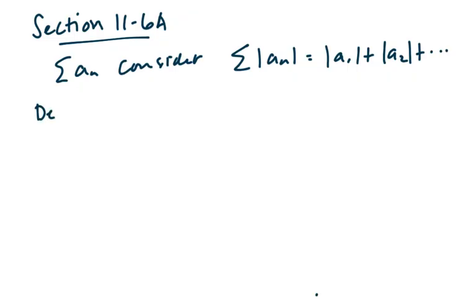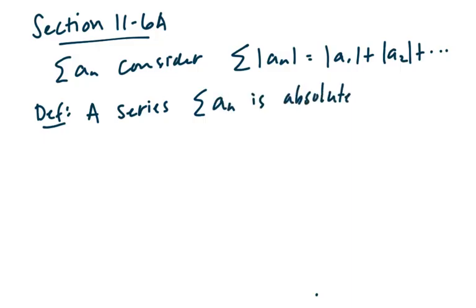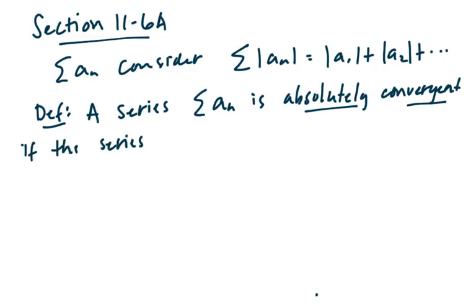So we have a definition, and it says a series a sub n is absolutely convergent if the series of the absolute value of terms is convergent. So here we have absolutely convergent, and we're going to learn that if it's not absolutely convergent, it could be conditionally convergent. So let's look at an example.